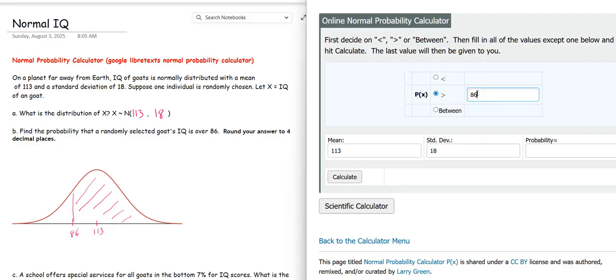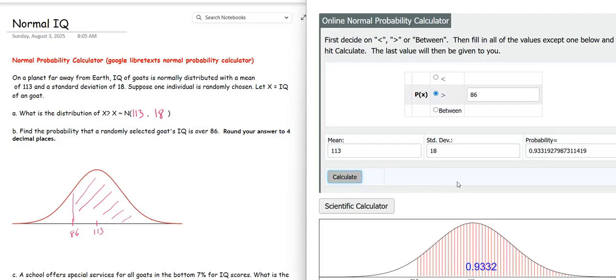I find that the pictures are really helpful when you do this. I would not try and do these problems without pictures. And we hit calculate. To 4 decimals, that's 0.9332.